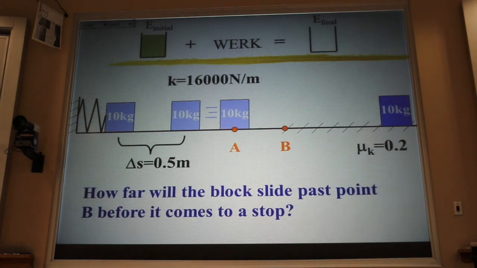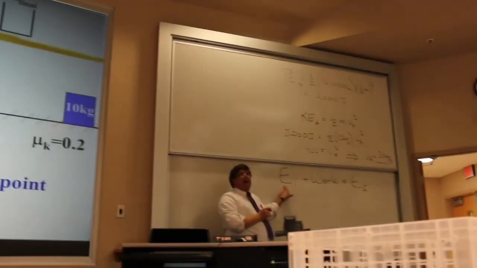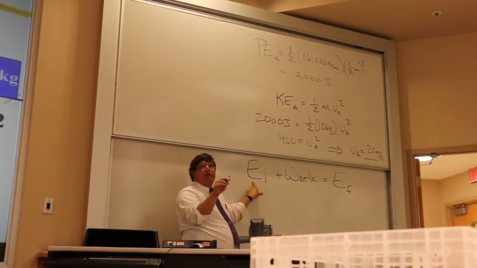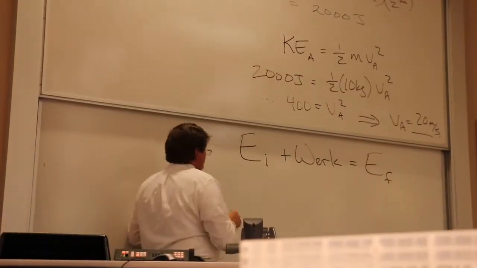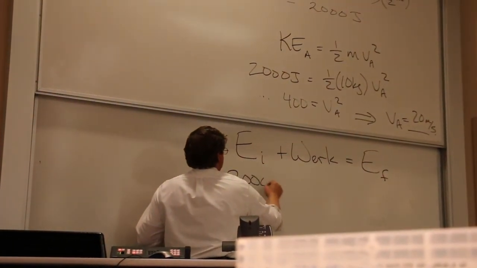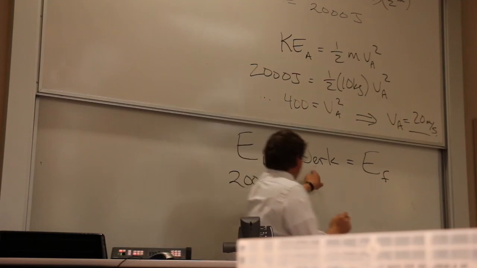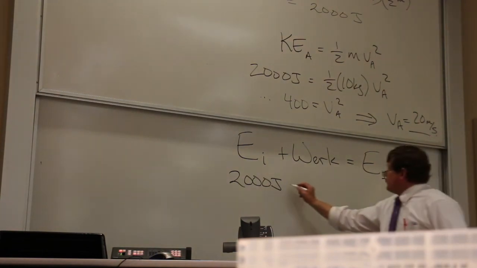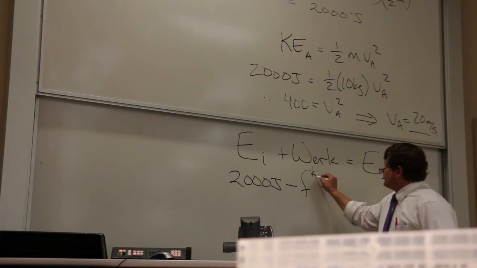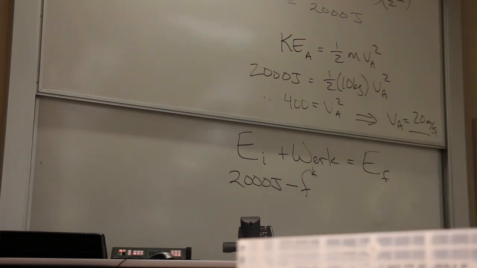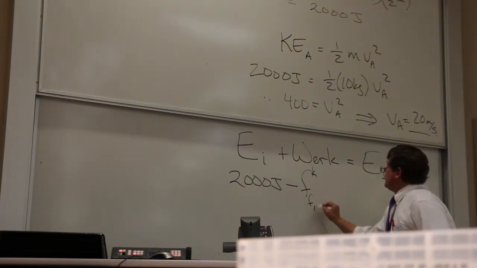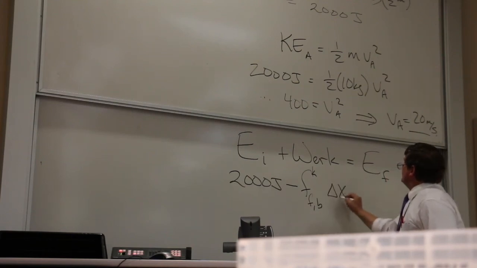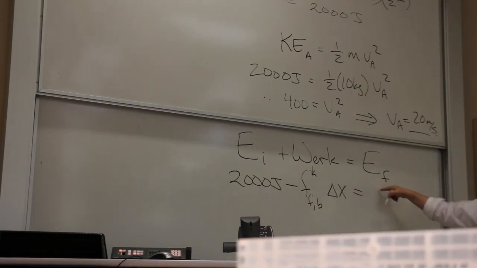Now, initially, that block just has kinetic energy. There's no springs and it's on the level floor. So I have kinetic energy and I have 2,000 joules. The work is going to be negative because the friction force is acting this way while the block is going that way. So that's going to be minus the friction force. It's kinetic friction because I can hear the scraping going on. That's by the floor on the block times the distance. And that equals, when it stops, 0 energy.